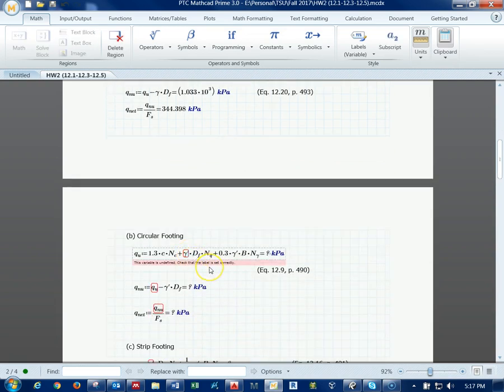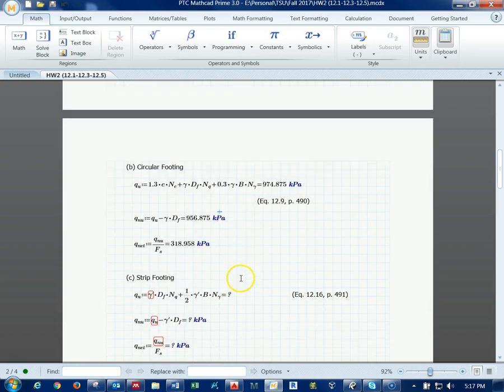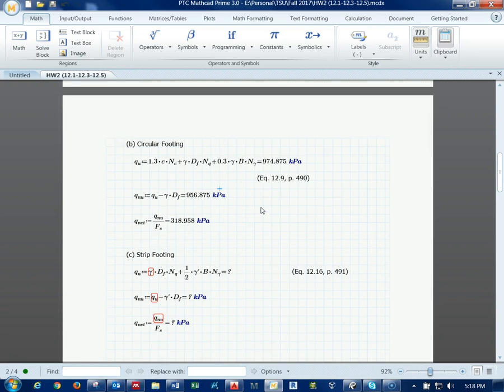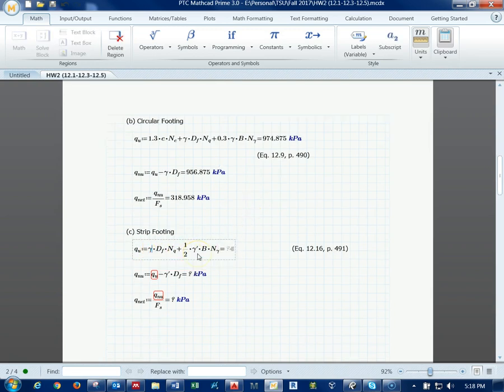All right, for the circular footing, we've got the same problem going on here. I need to delete all these little primes, so I just put my cursor there and click delete. Now I've got the right numbers. For the circular footing, you just use a different equation. Everything else is the same. Strip footing, likewise. So for the circular footing, the net bearing capacity is 309 kilopascals, and for the strip footing, it is 370 kilopascals. That's the end of the first one.